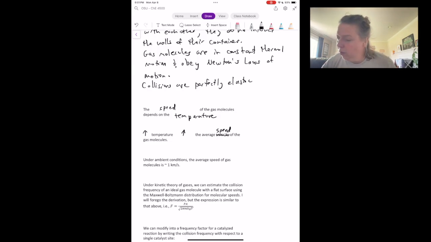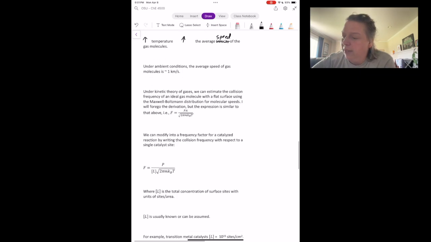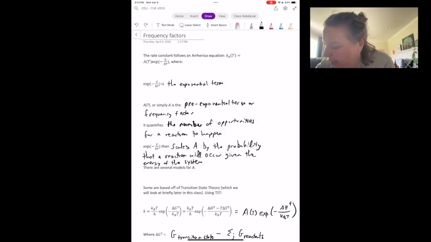Okay, so under kinetic theory of gases, we can estimate the collision frequency of an ideal gas molecule with a flat surface. We do this using the Maxwell-Boltzmann distribution for molecular speeds. Again, I'm going to forego the derivation. You can probably find it in a physical chemistry book. But the expression that we get is similar to above. We now have here an area term in our equation, but pretty much everything else is the same.